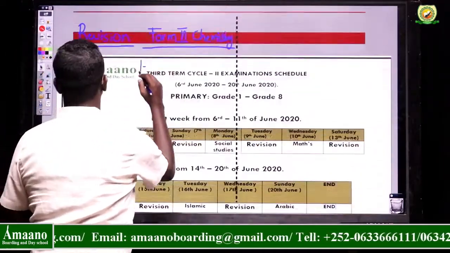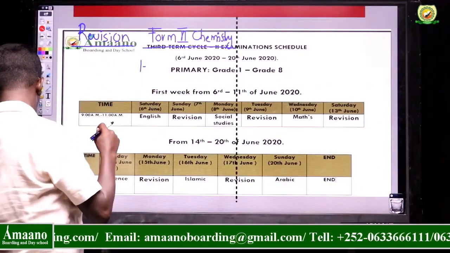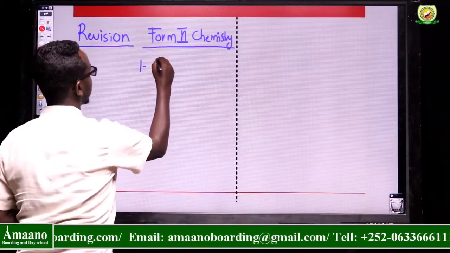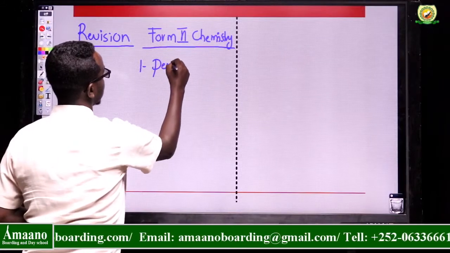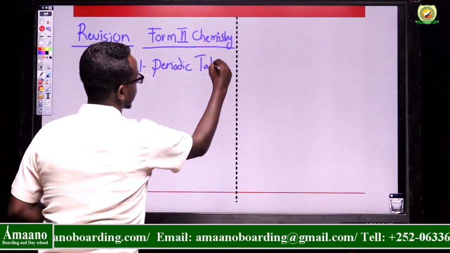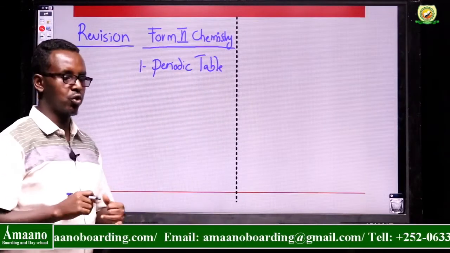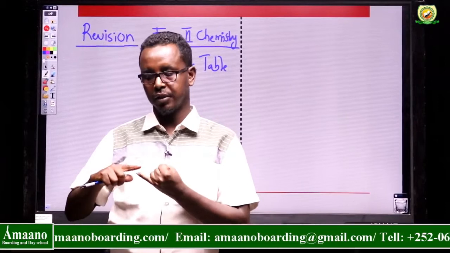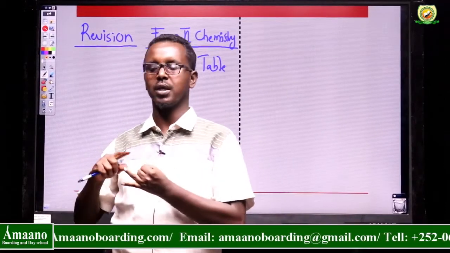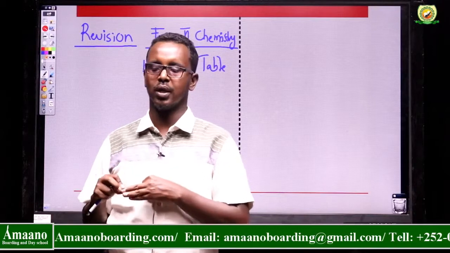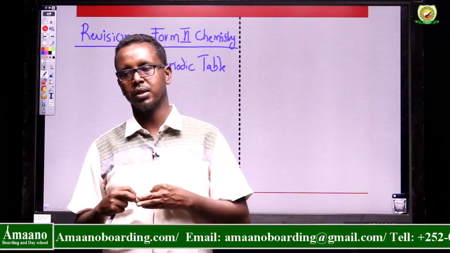Number one is what we call periodic table. So you have to read periodic table. So which areas are you going to revise? The definition of periodic table. Say the differences in between group and what we call a period.